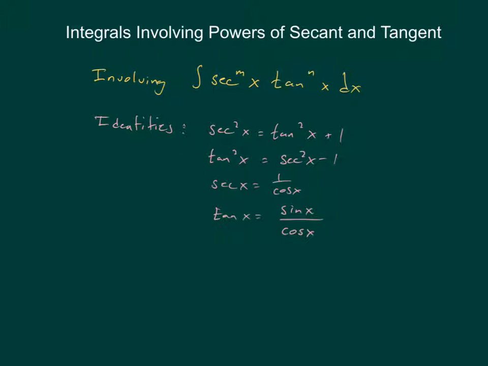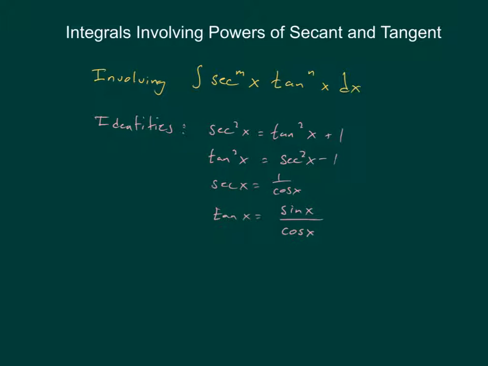All right, now here we are. We're now looking at integrals involving powers of secant and tangent. These are ones in this form, where we have the integral of secant to the mx, tangent to the nx. And again, we can have coefficients in front of those x's. That's a possibility. Now the identities you're going to have to use are these two versions of the Pythagorean identity. Secant squared equals tangent squared x plus 1, and tangent squared is secant squared minus 1.